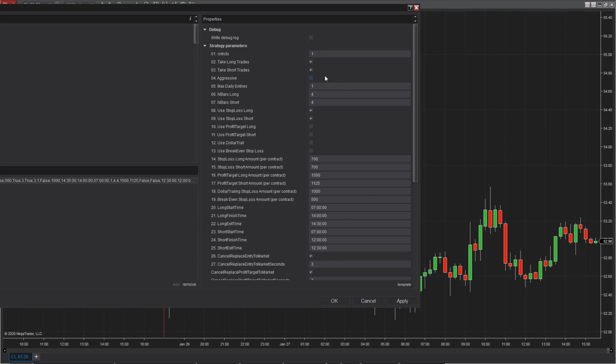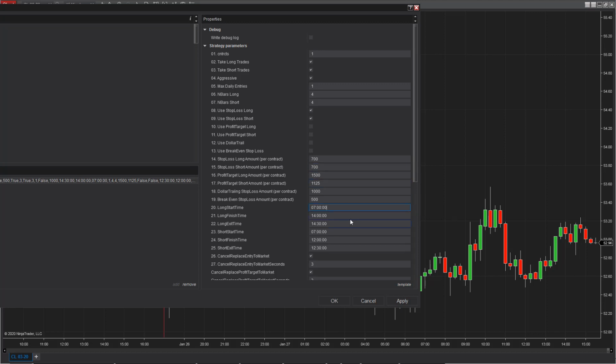So if you want to trade the conservative version, you uncheck aggressive, and we're going to look at the aggressive now. So we're clicking on aggressive. Max daily entries is 1. Number of bars long, number of bars short. The more bars, the more conservative. The fewer bars, the less conservative and more aggressive. And we're using 4 bars on each. And we're saying to use a stop loss on long and shorts. We're not using a profit target, dollar trailing, or break-even stop. And the per contract stop loss on long and shorts is 700.